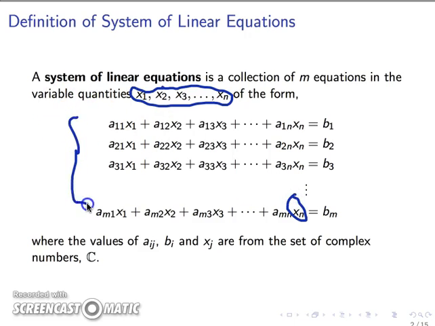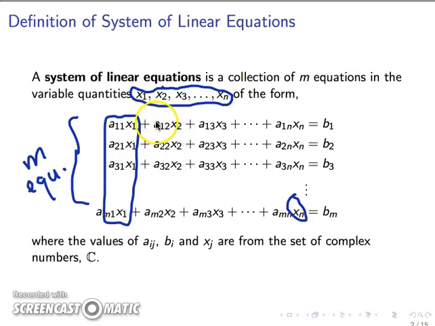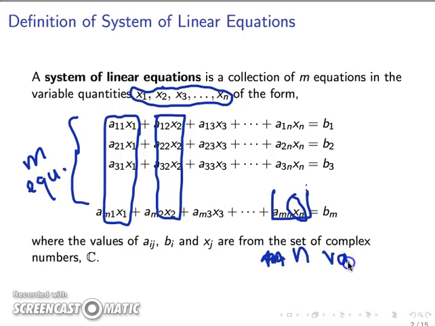So here in this system of equations, there are m equations. And if we count the number of variables here, all these terms with x1, and all these expressions with x2, and so on until we get to the very last part of each of those sums, we would say there are n variables.